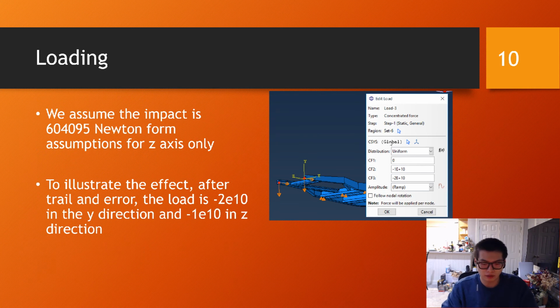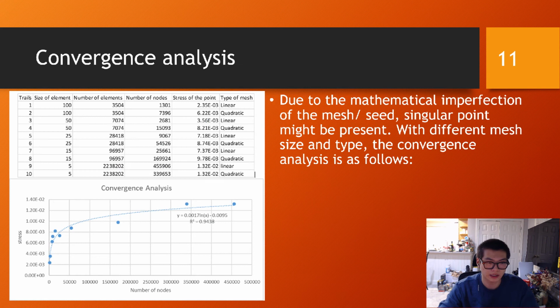For the loading scenario, in the appendix, I did an analytical solution, and we can see from above that it's 604 kilonewtons for the impact force. But after the first run of the real-life simulation, the chassis is not budging. So to illustrate the plasticity of the chassis, I'm going to use a way larger load, roughly 4,000 times the load of the crash, to simulate the nonlinear physical property of the chassis.